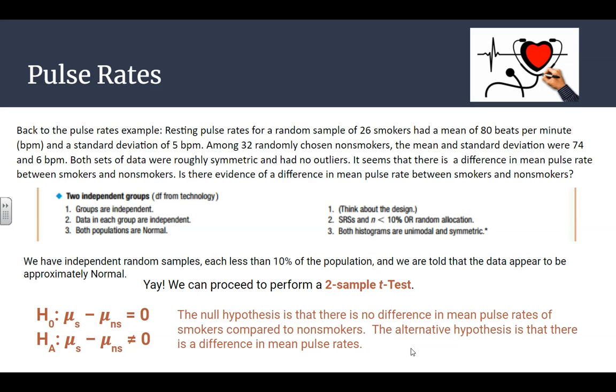Our null and alternative. So the null hypothesis is that there is no difference in mean pulse rates of smokers compared to non-smokers. So we could say mu of smokers equals mu of non-smokers, or we can state it the way that I have given. The alternative hypothesis is that there is a difference in mean pulse rates. So again, just stay consistent with however you write the null, that you have to write the alternative.